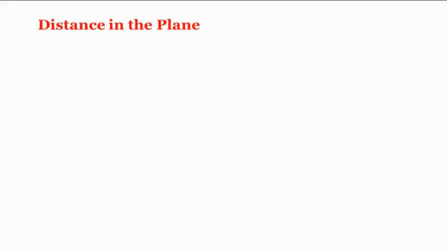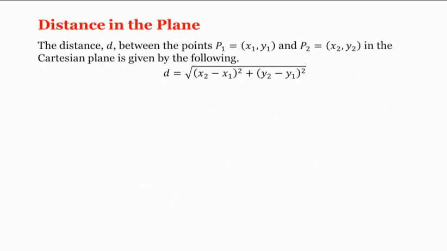Let's look at the distance between 2 points in the Cartesian plane. And here is the formula that the distance d between P1 and P2 is the following square root. Notice what we are doing here. We are taking the x-coordinate of P2, subtracting the x-coordinate of P1, squaring that difference, and then taking the y-coordinate of P2, subtracting the y-coordinate of P1, and squaring that difference, adding those results together and taking the square root.